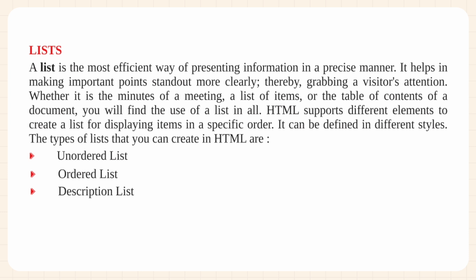Lists. A list is the most efficient way of presenting information in a precise manner. It helps in making important points stand out more clearly, thereby grabbing a visitor's attention. Whether it is the minutes of a meeting, a list of items, or the table of contents of a document, you will find the use of a list in all. HTML supports different elements to create a list for displaying items in a specific order. It can be defined in different styles. The types of lists that you can create in HTML are unordered list, ordered list, and description list.